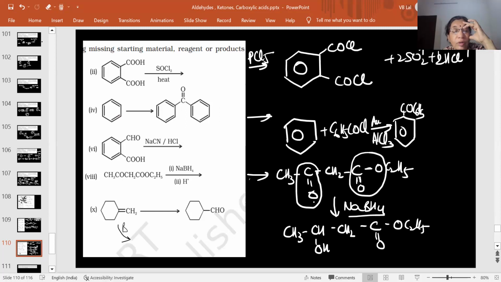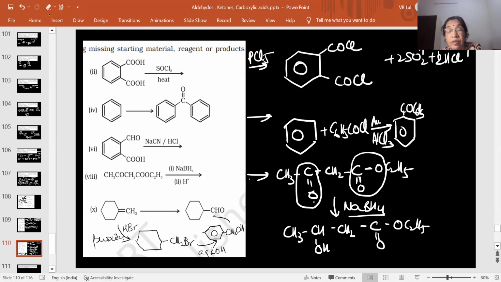So I can do the easier thing, I will tell you. I will add HBr in presence of peroxides. So what will I get? I will get CH2Br here. And then I will add aqueous KOH. So I will get the benzene ring and CH2OH.